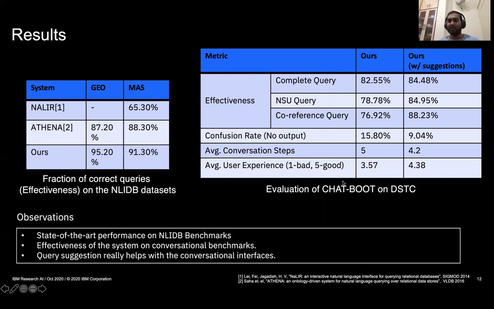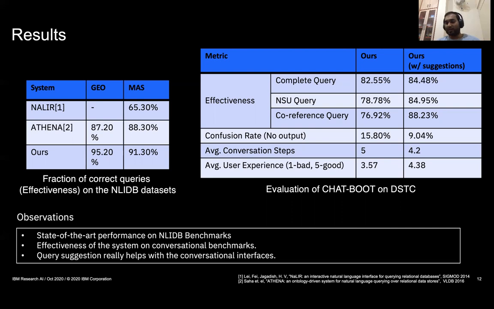For the conventional data set, we perform a user study where we measure the effectiveness, as well as we want to find out qualitatively how well the users find the interface, how easy it is for them to use. And in those experiments, we find that when the system has query suggestions, then people find it much easier, much more conducive to use the interface.